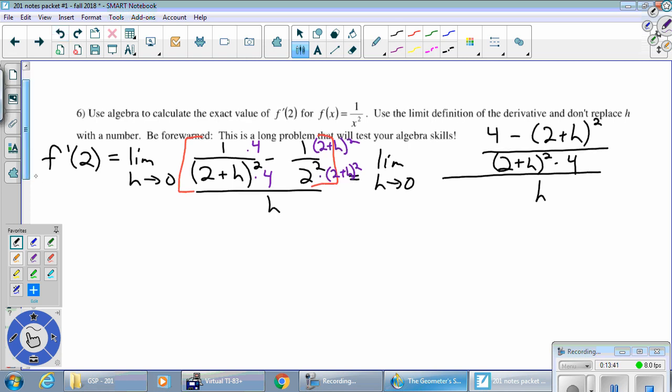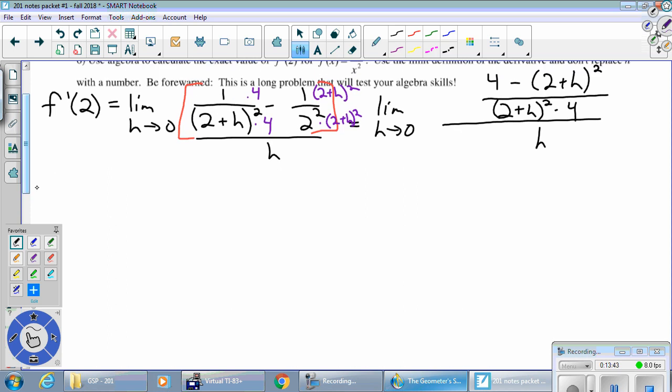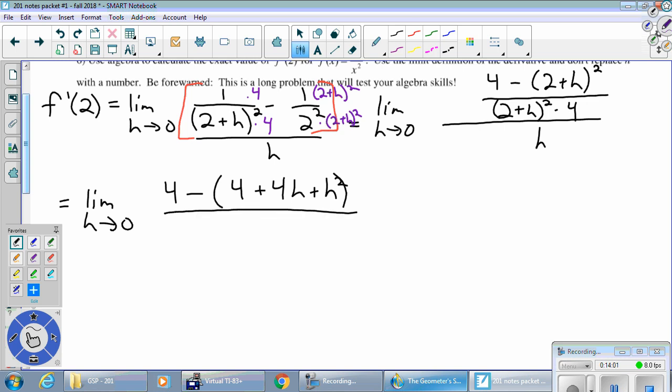Okay, still more work to do up on the top. We do have to copy this limit every time until we actually get to a point where we plug in h equals 0. 4 minus, okay, (2 plus h) squared, that's a FOIL, write 2 plus h next to itself twice. 4 plus 4h plus h squared. Common wrong answer is 4 plus h squared. I'm going to copy that denominator. No need to distribute or FOIL down here. And then the whole thing is still divided by h. Make sure your fraction lines are different sized so you can tell which part is which.